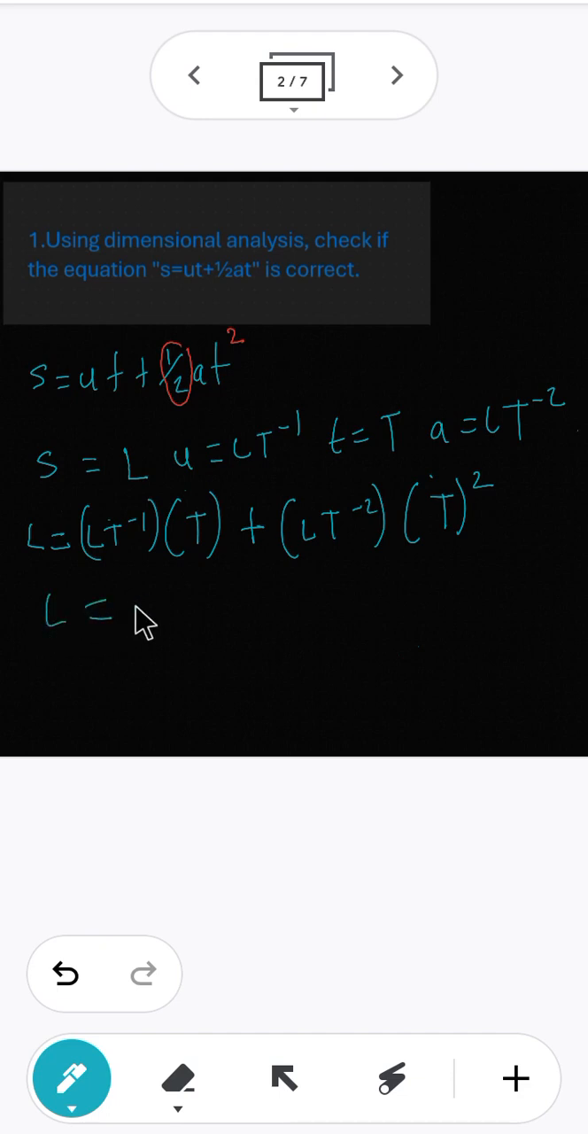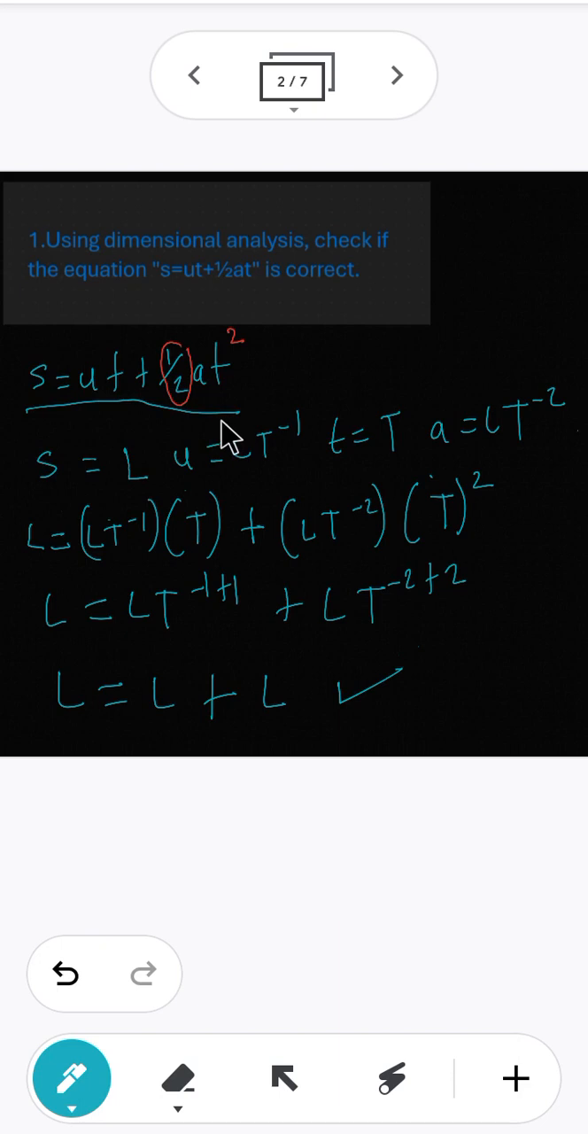So this is L, LT minus 1 plus 1 plus L T minus 2 plus 2. L equal to L, because minus 1 plus 1 gives 0. T raised to power 0 gives 1. 1 times L gives L. Plus minus 2 plus 2 gives 0. T raised to power 0 gives 1. And 1 times L gives L. So this is a dimensionally homogeneous equation. So in the exam, you can see that using dimensional analysis, you have determined what the actual equation of motion is.